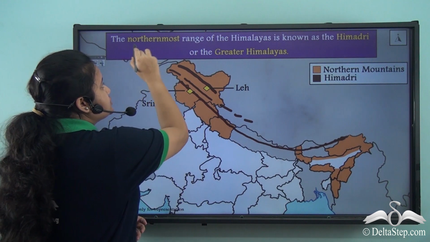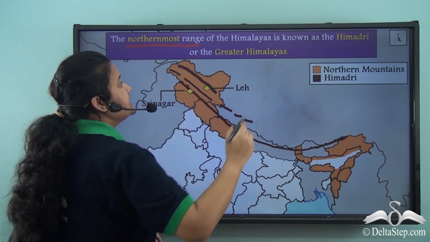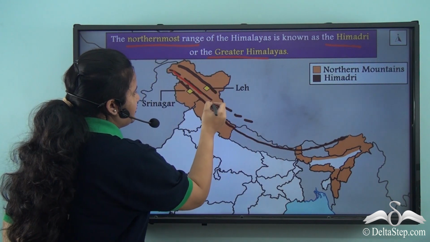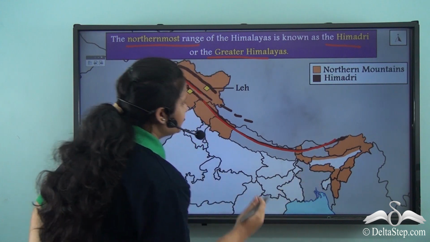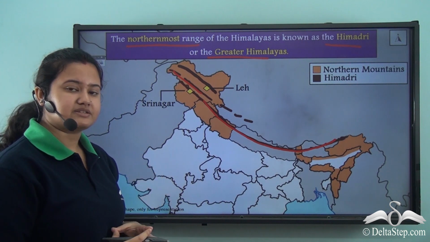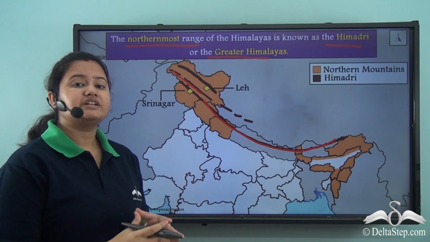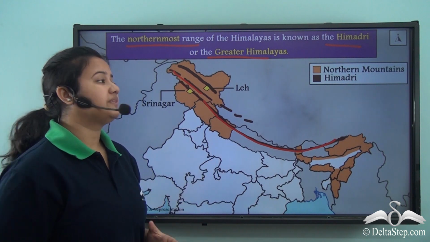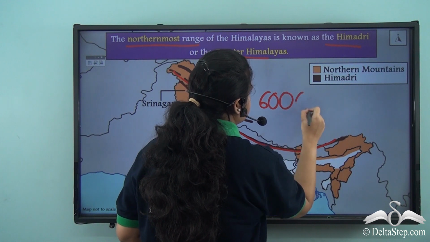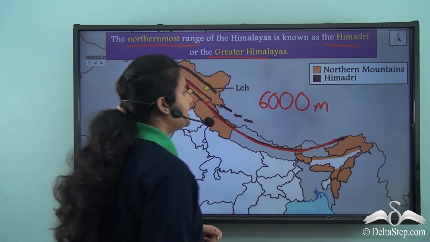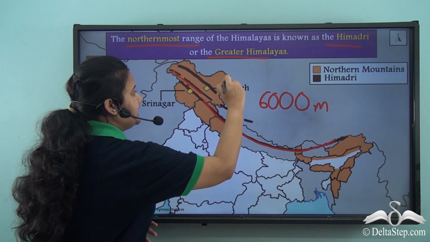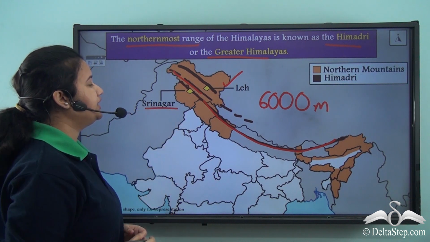The northernmost range of the Himalayas is known as Himadri or the Greater Himalayas. So, this mountain range that lies in the extreme north is the Himadri range or the Greater Himalayas. Now, Himadri or the Greater Himalayas is very tall. Its approximate elevation is 6,000 meters above sea level.